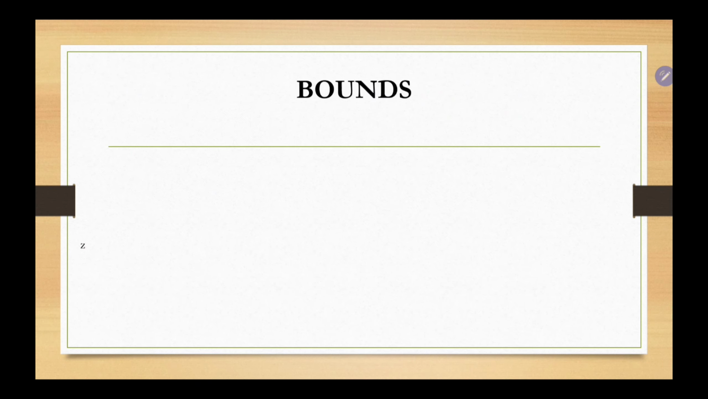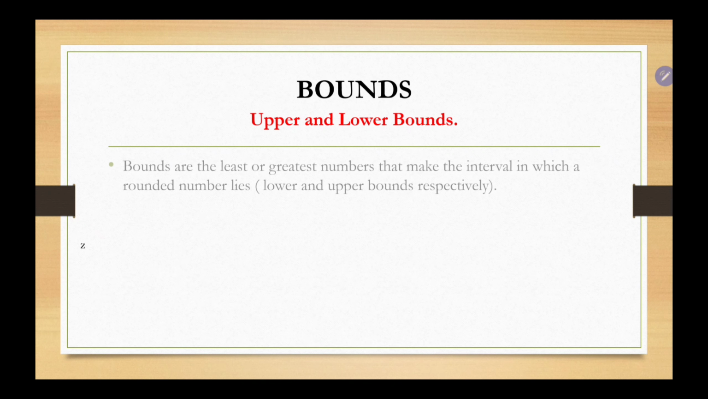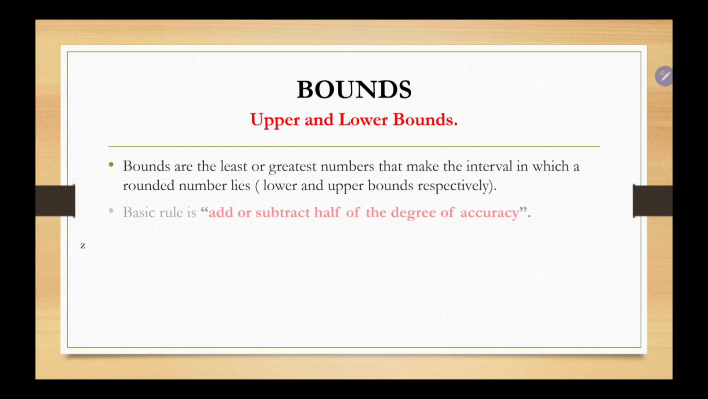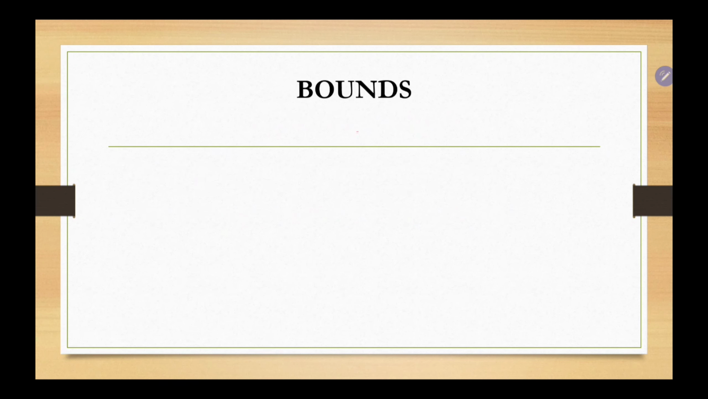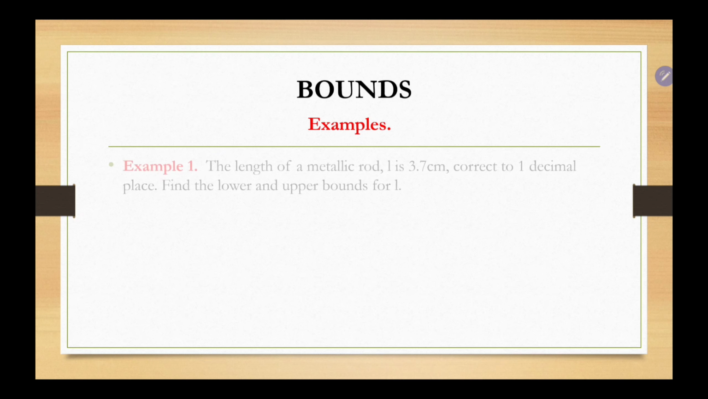Okay, so we're going to begin with bounds. We're going to be learning what upper bounds and lower bounds are. Bounds are the least or the greatest number that make the interval in which a rounded number lies. For this you need to know the basic rule, which is to add or subtract half the degree of accuracy. Usually, degrees of accuracy are given in these types of questions, so we're going to look at that a little later. Moving on to examples, let's take a look at example number 1.